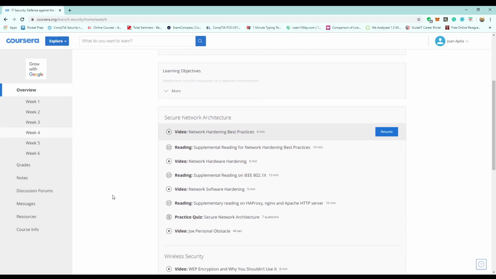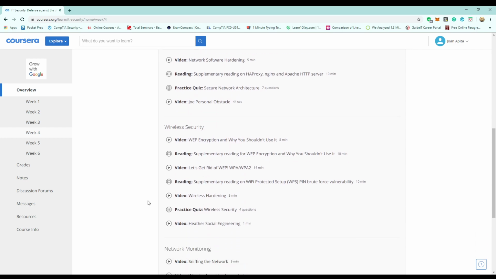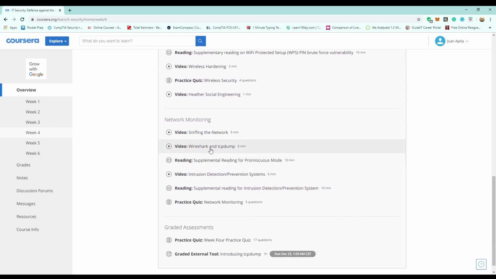Then in week four, you're going to learn network hardening, best practice, supplemental reading, network hardware hardening, and everything. There's a lot of information here. I think this will help you enhance your knowledge if you want to get the CompTIA Security Plus. This is a great help, believe me. And there's social engineering here, sniffing the network, Wireshark. I learned this one when I was reviewing the security class.